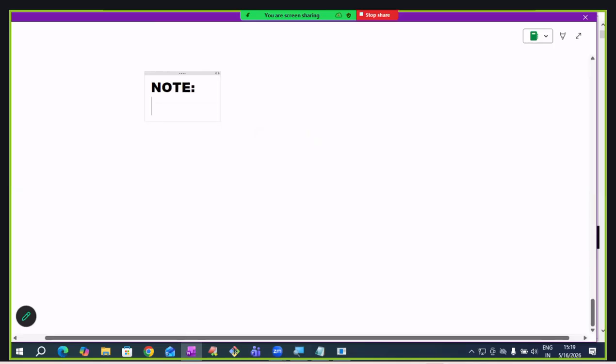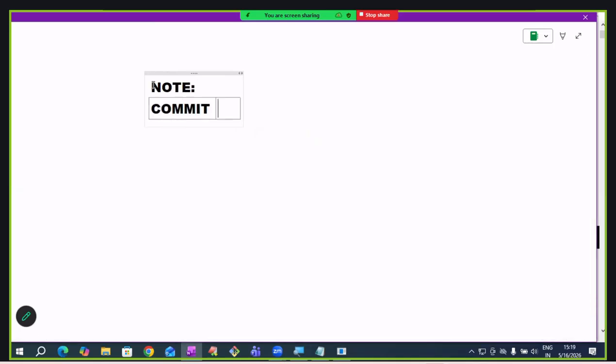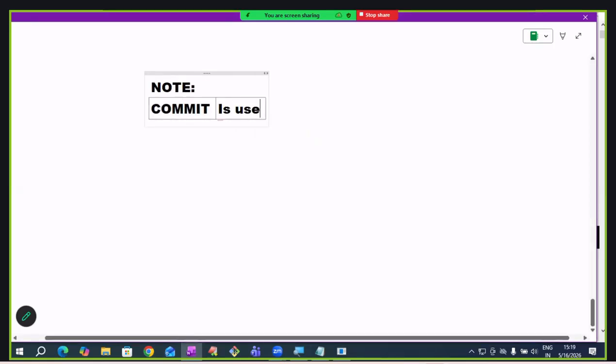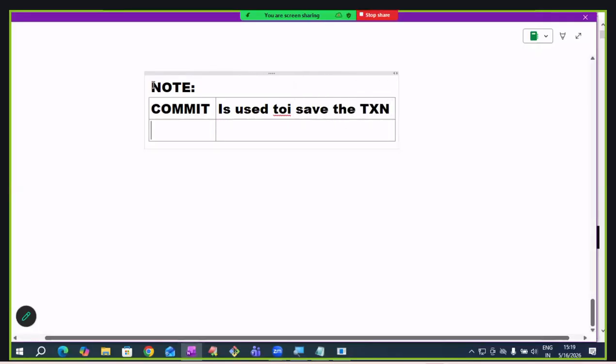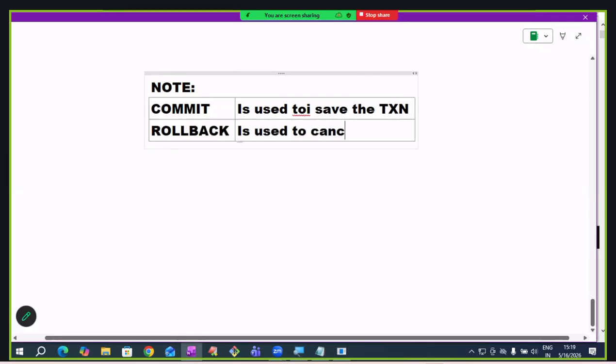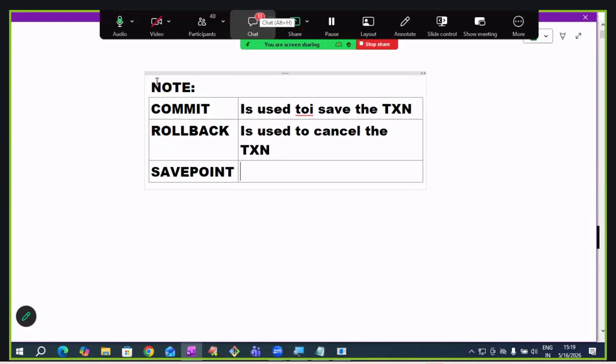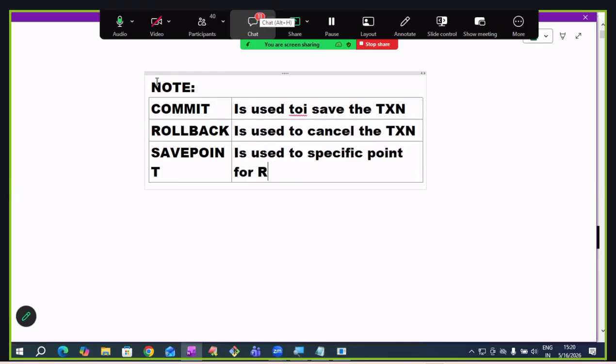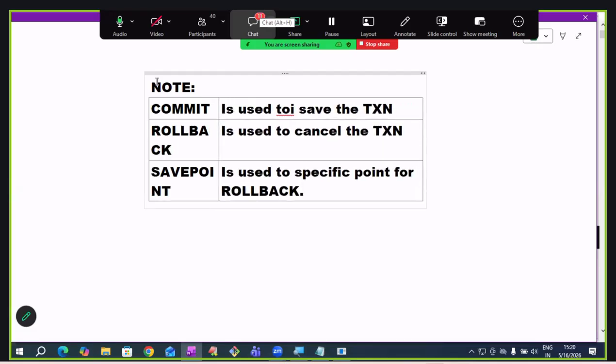Finally, the conclusion is this: the commit command is used to save the transaction. The rollback command is used to cancel the transaction. The savepoint is used to set a specific point for rollback. Till which point you want to roll back, that point you are setting.